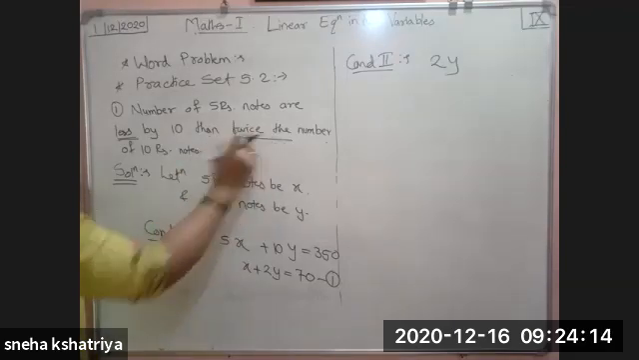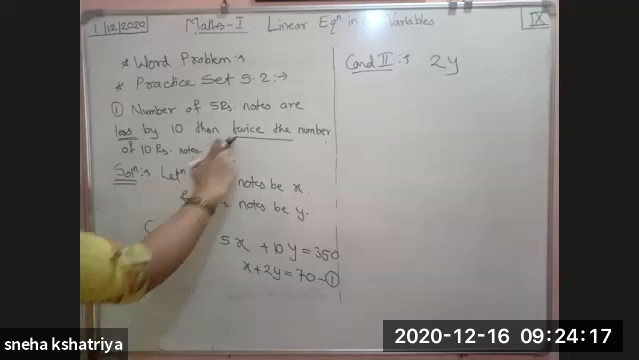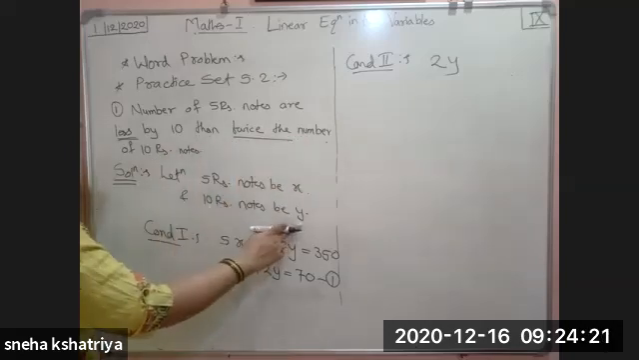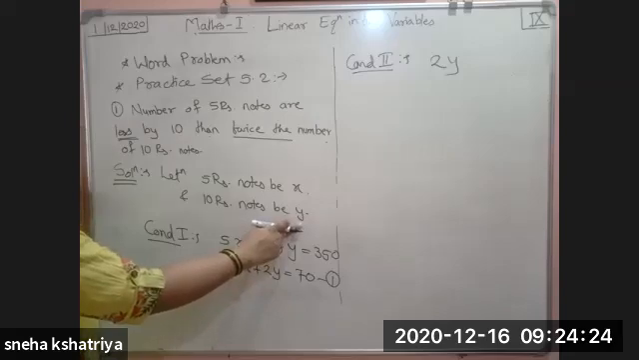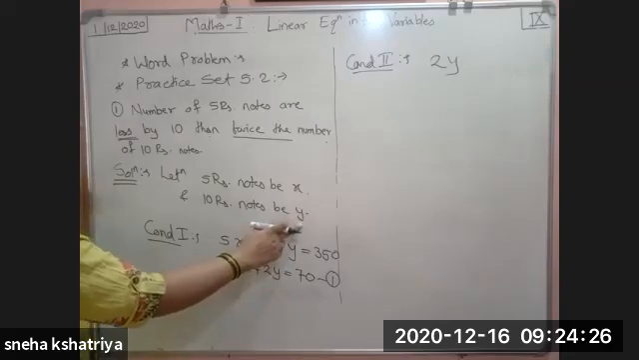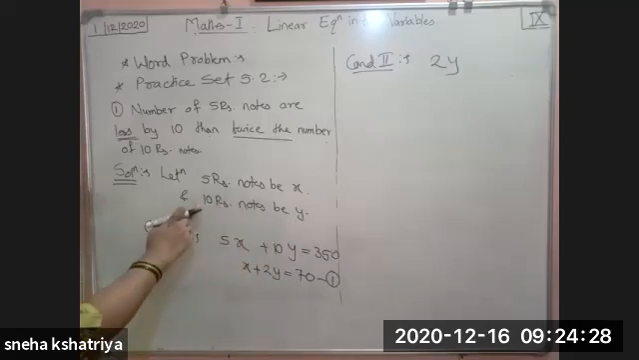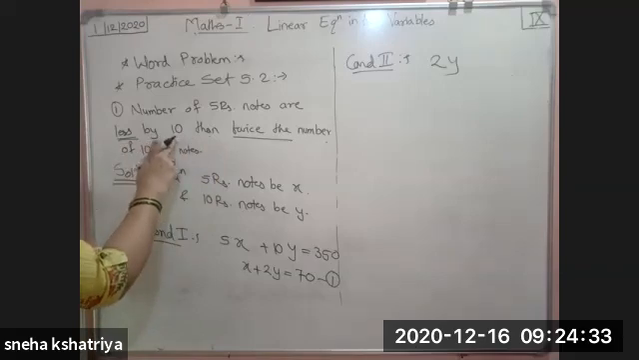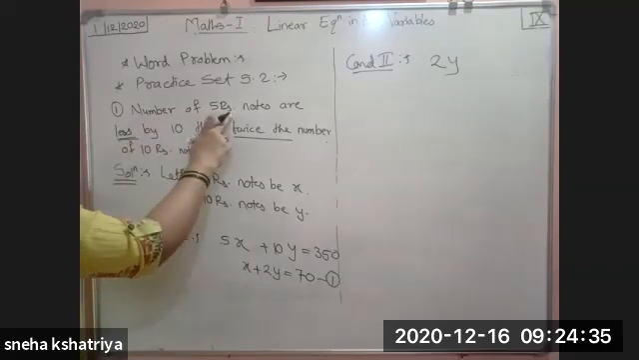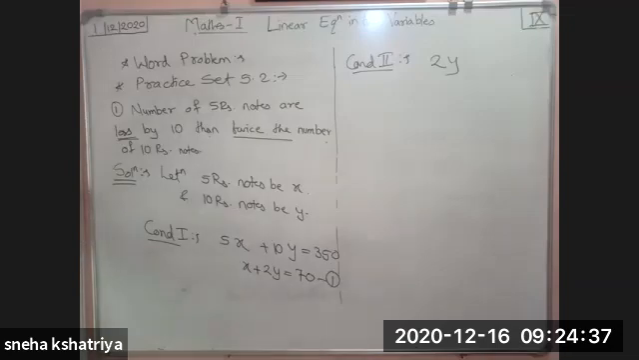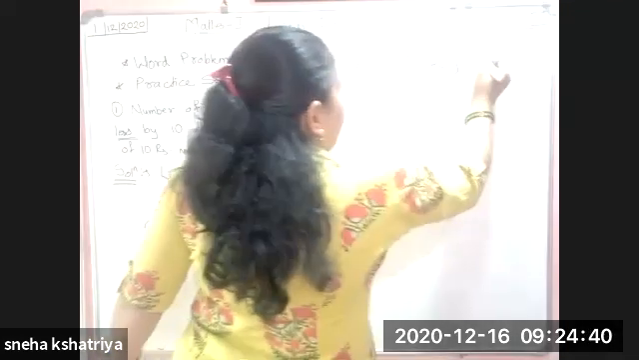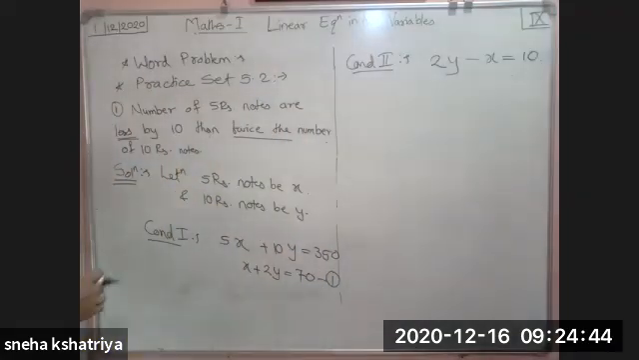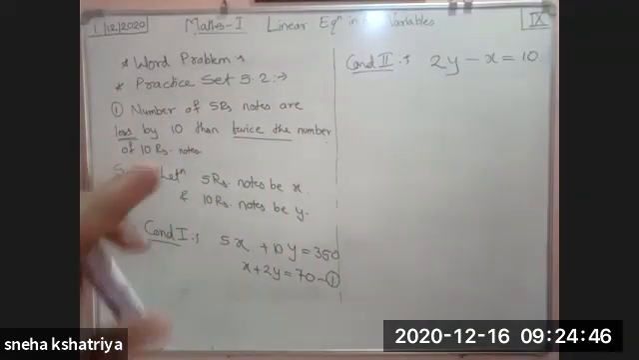Twice, I have told you to go from right to left. So twice the number of 10 rupees notes. This is twice the number of 10 rupees notes. Why are the notes of 10 rupees twice? We have to consider. So twice the 10 rupees notes is less by 10 than 5 rupees notes. Okay, so this will become 2y minus x is equal to 10. 2y minus x is equal to 10.